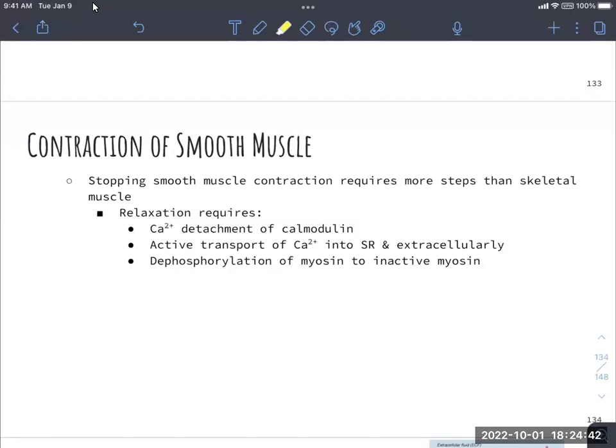Well, what happens in smooth muscle? That calcium has to detach from the calmodulin. Calcium gets put back into the sarcoplasmic reticulum or extracellularly, so it's kicked back out of the cell. We also have to dephosphorylate the myosin into an inactive form.